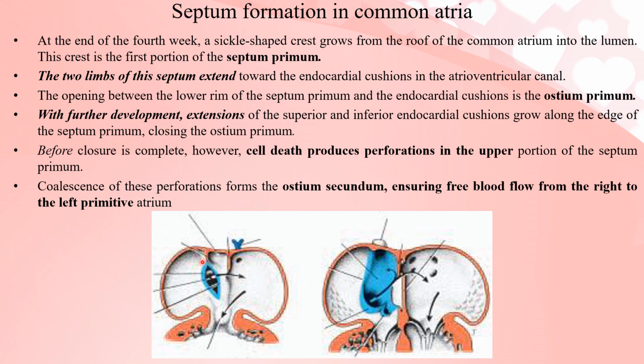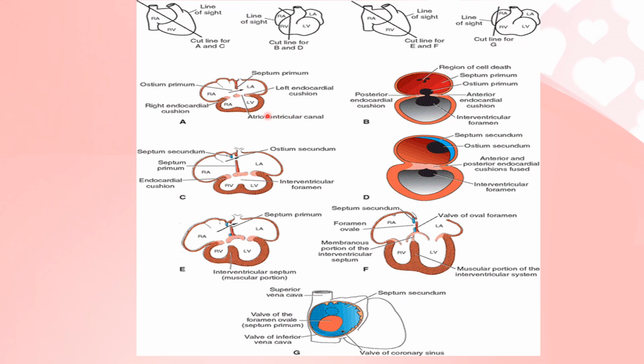At the same time, when the sinus venosus is incorporated, a narrow strip of tissue originates from the roof of the common atrial cavity. This is the septum primum, and it grows towards the newly forming endocardial cushions. When this septum grows downwards near the endocardial cushion, it leaves a small opening between the septum primum and the endocardial cushion, and this opening is called the ostium primum.